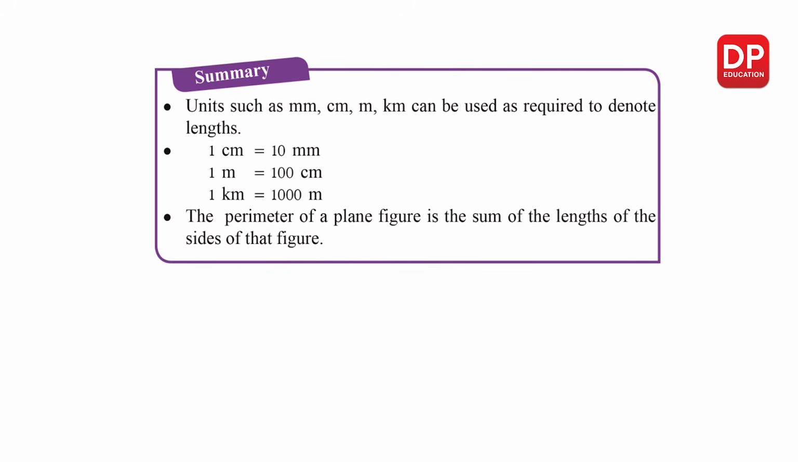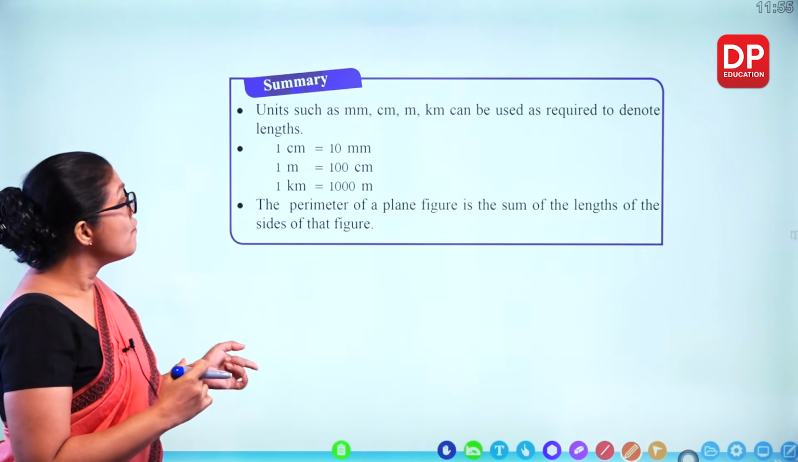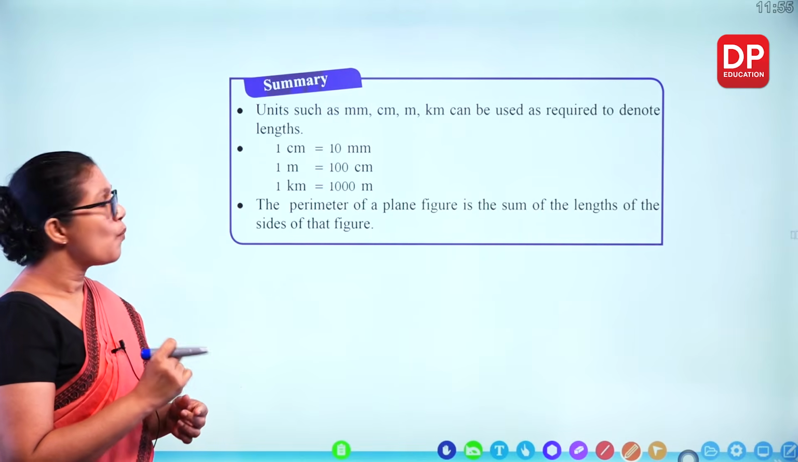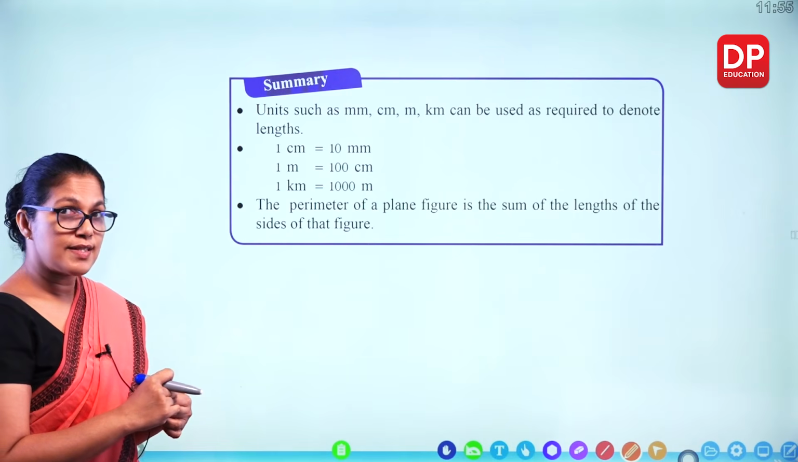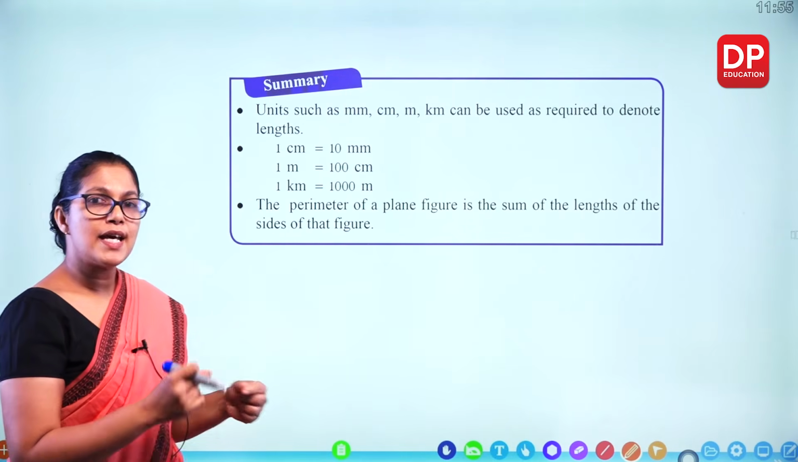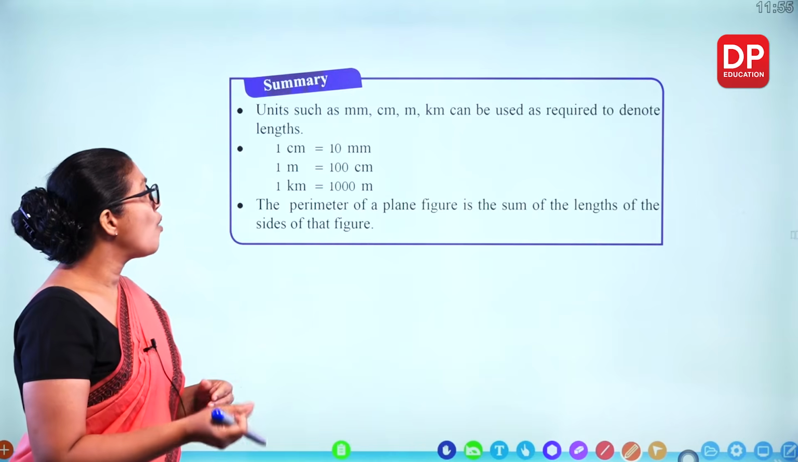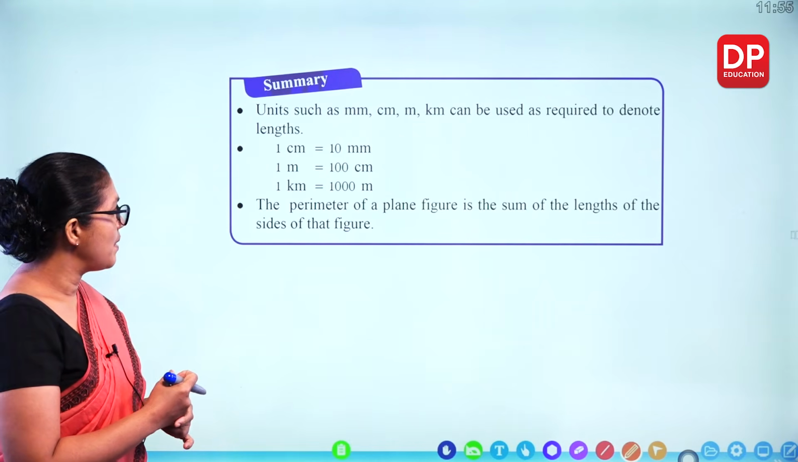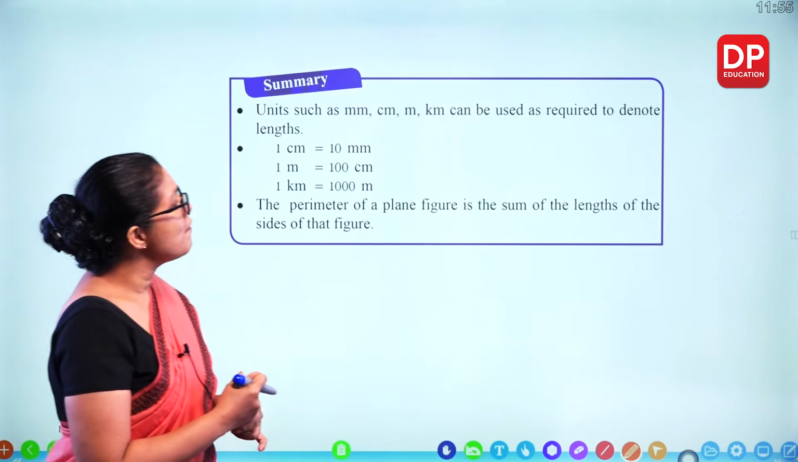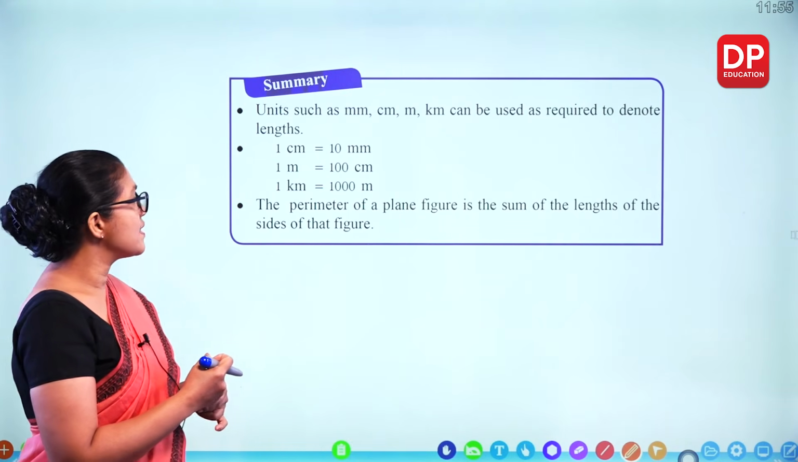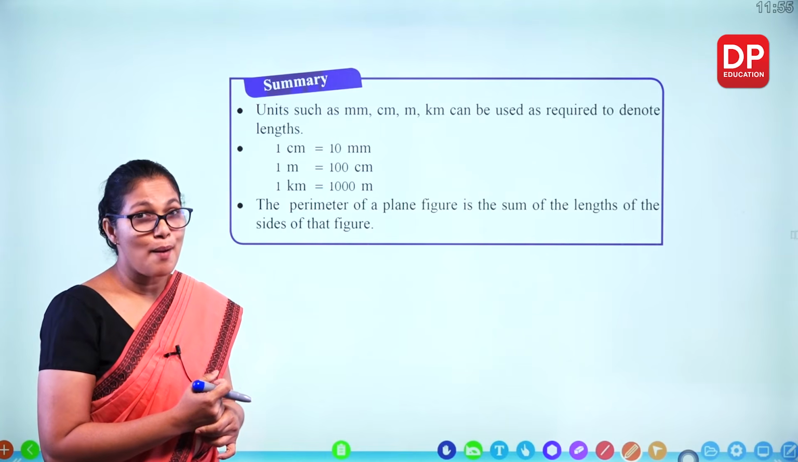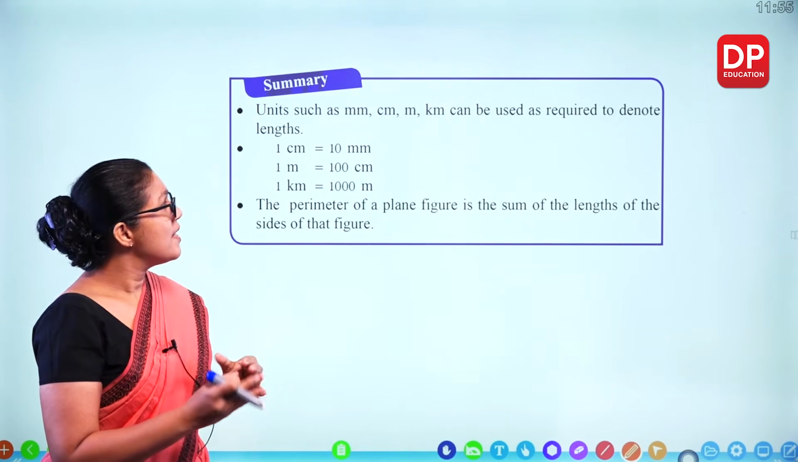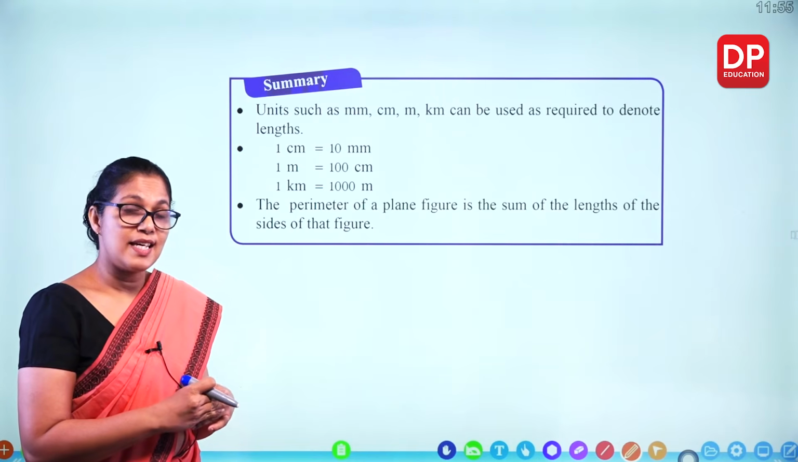So we completed all theory related to lengths. So conversion is important here. 1 centimeter is 10 millimeters and 1 meter is 100 centimeters, and kilometer and meters, that's 1000 meters is 1 kilometer. The perimeter of a plane figure is the sum of the lengths of the sides of that figure. So practice all exercises and examples and be thorough with the conversions and adding lengths.